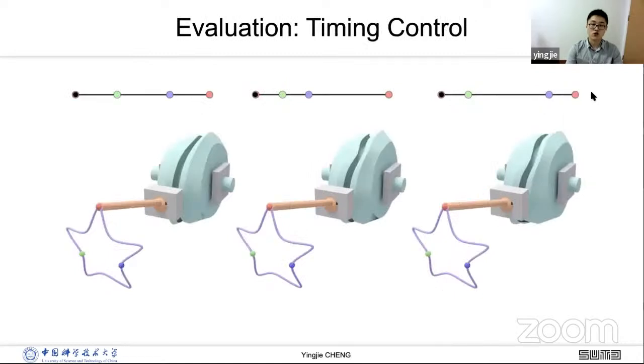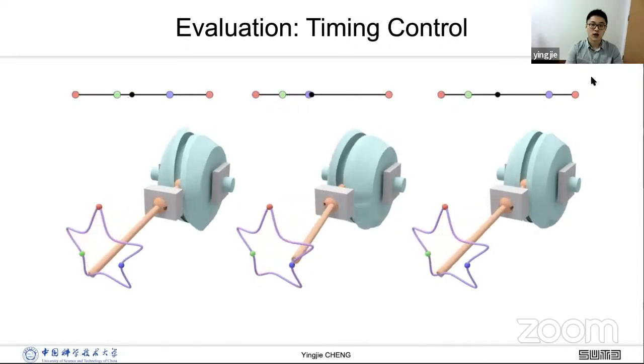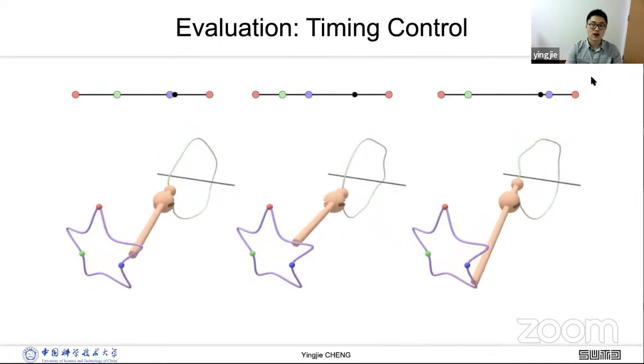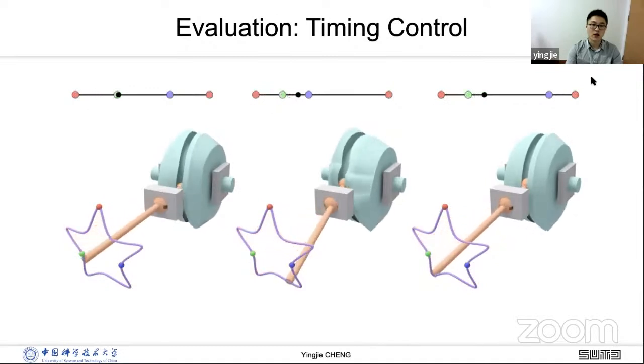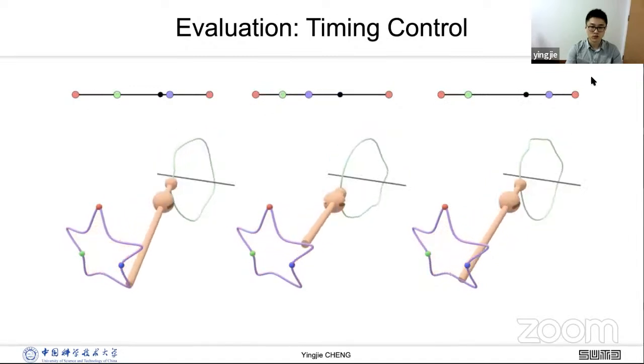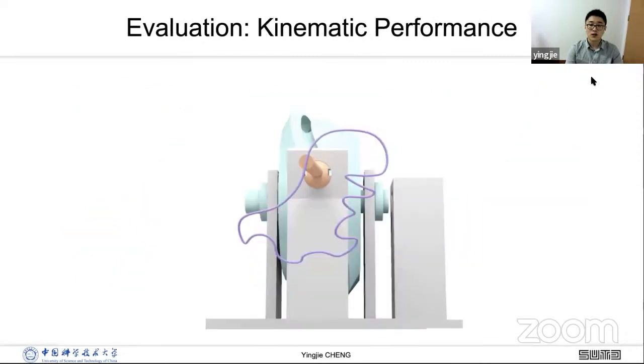To evaluate time control, we draw the same star with different timing constraints. You can see the 3 timing sliders above the mechanism are different. All of them can achieve the trajectory and reach the given points at specified times. Lastly, they can reach the end at the same time, but the motion is different. It's an evaluation about kinematics. We use CamMech 2R to draw a T-Rex curve on a spherical surface.